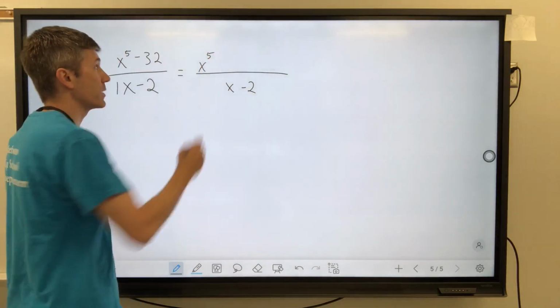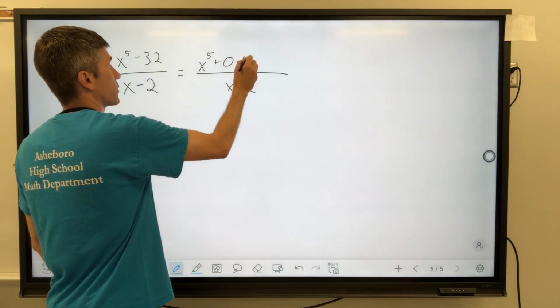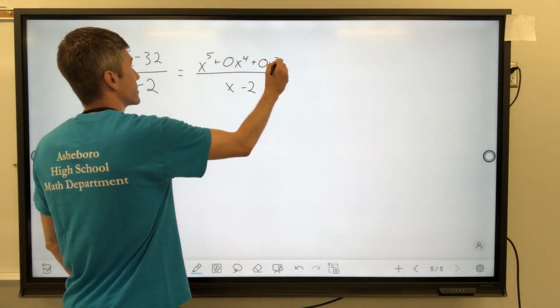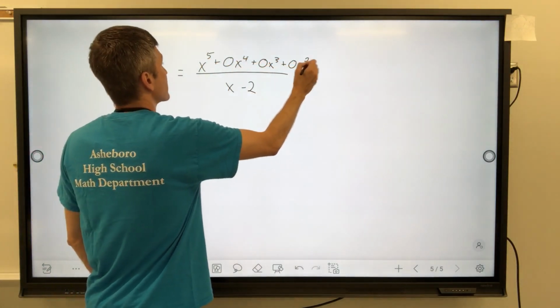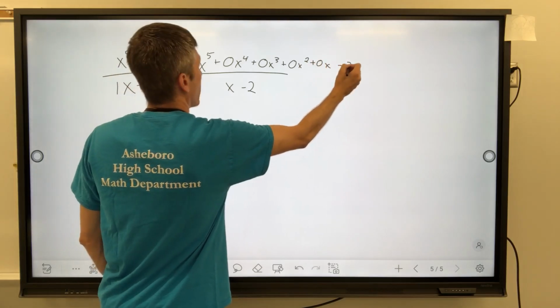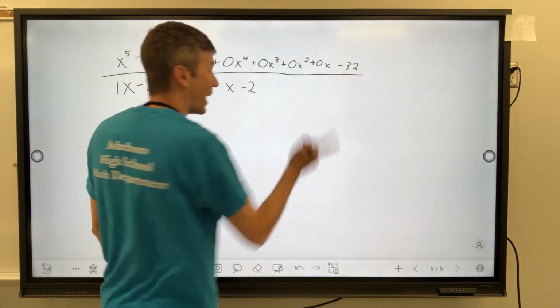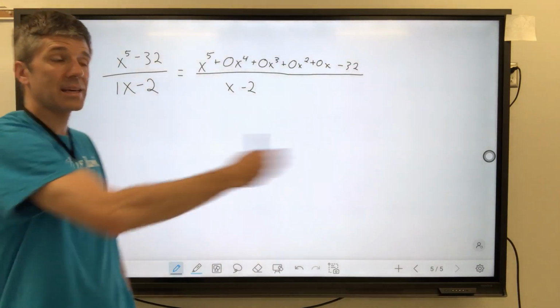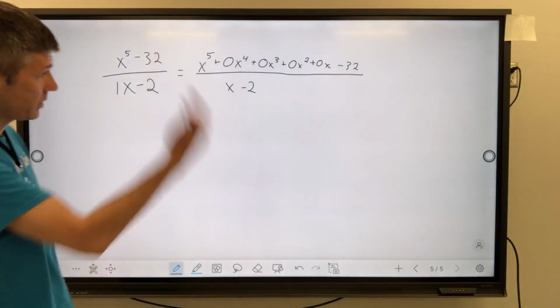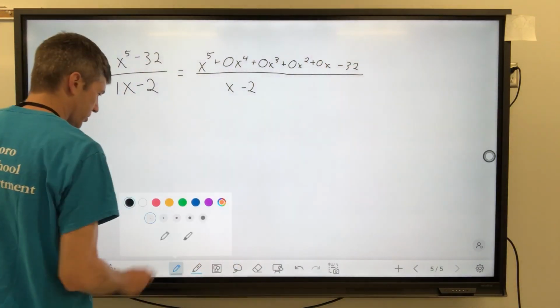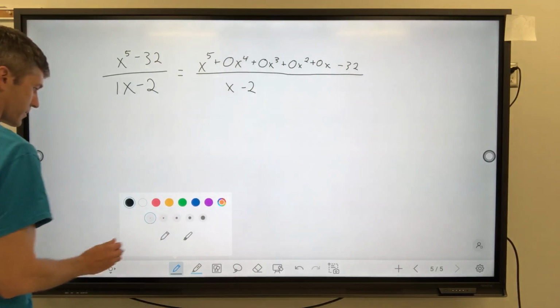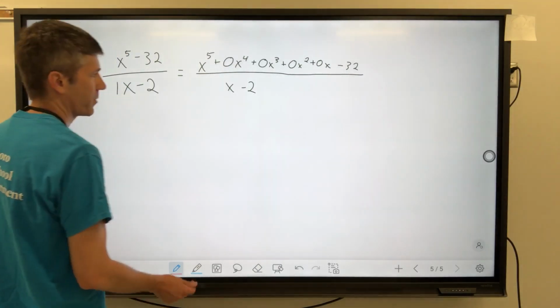I have x to the 5th. I don't have x to the 4th. I don't have x to the 3rd. I don't have x squared. I don't have x. I do have a constant. So start at your highest exponent and then fill in any gaps that you have with the 0, which we have done. All right, we'll switch colors to, yeah, we'll use red. A little alarming, but we'll do it.